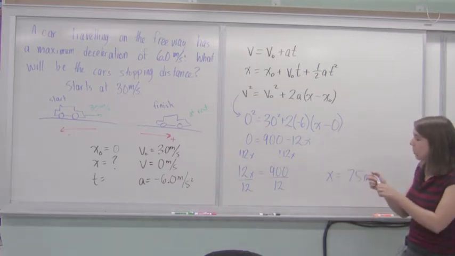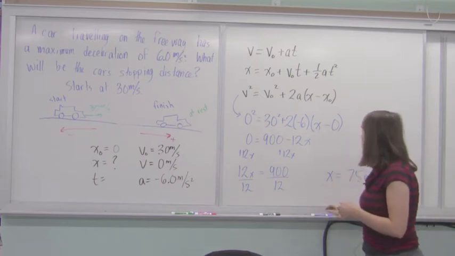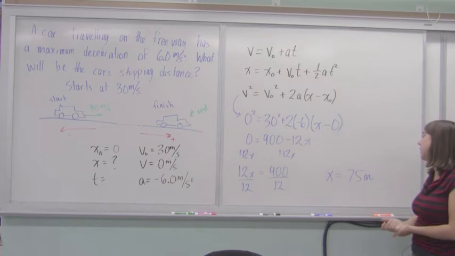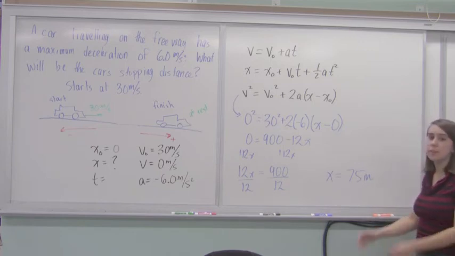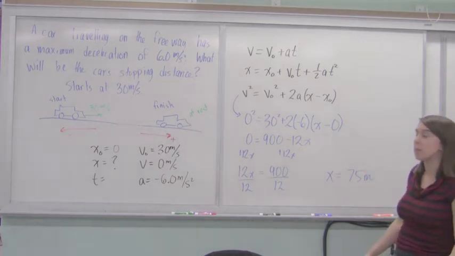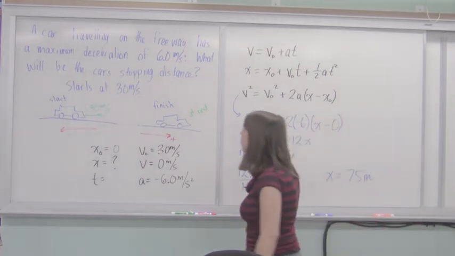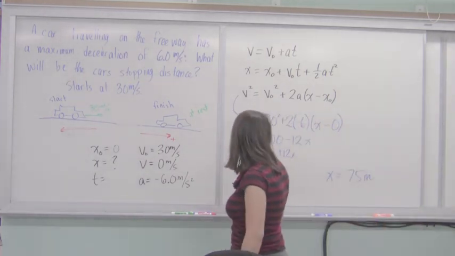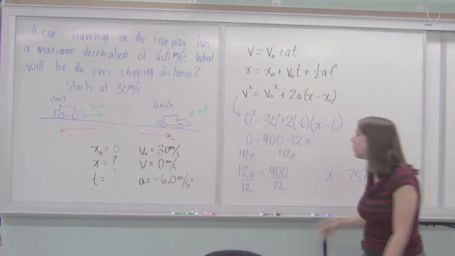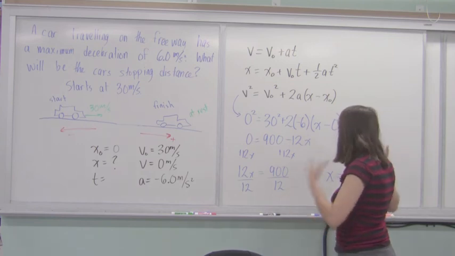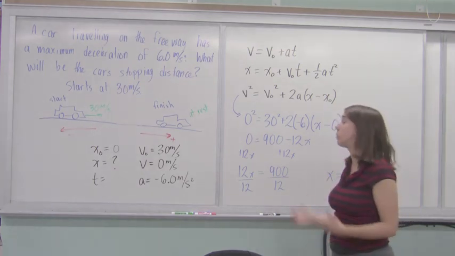I like to wrap up with a quick sanity check and just say, does that sound like a reasonable distance for a car to stop in? And whether or not you have a good idea in your head of how long 75 meters is, it's pretty long, but your car was going pretty fast on the freeway, so this is a pretty reasonable number for how much distance it would take the car to come to a stop.